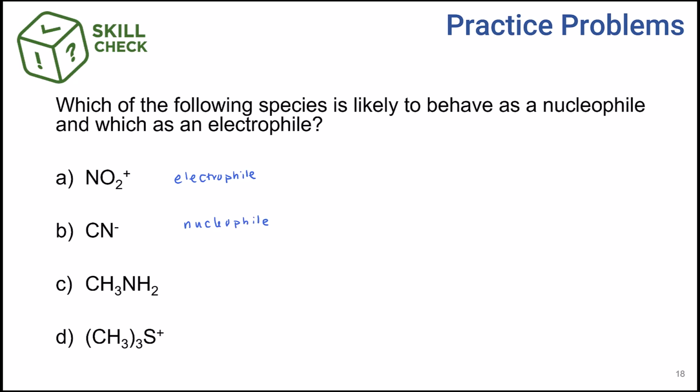This one is neutral, so we're going to see what it's attached to. There's a nitrogen here, which has a lone pair. This one's going to act as a nucleophile. And a sulfur with 3 CH3 groups on here. This is positively charged. This is an electrophile.